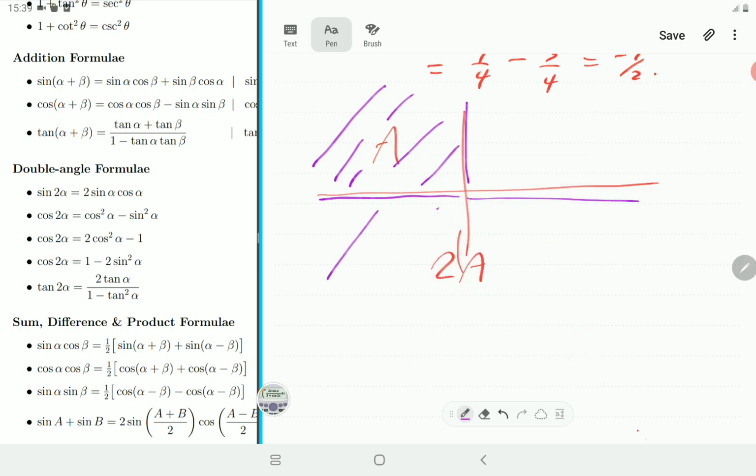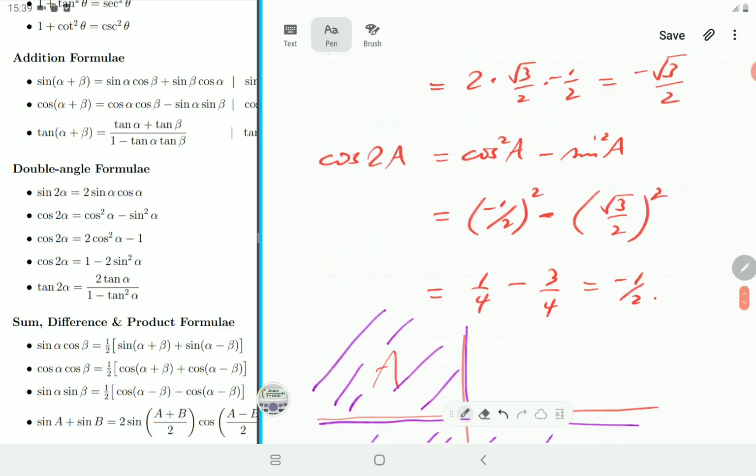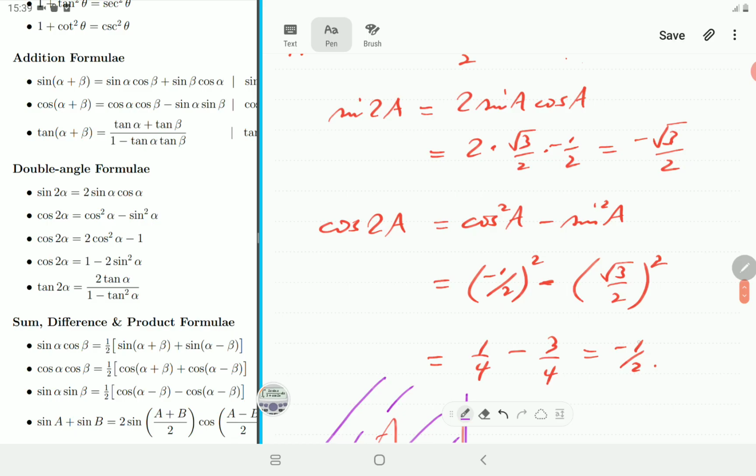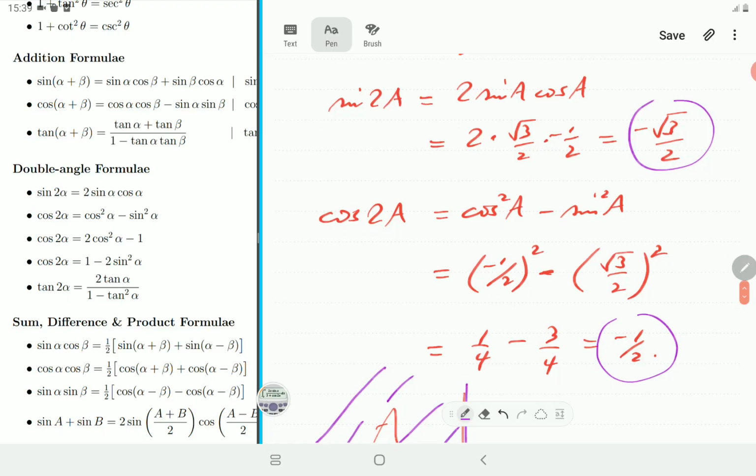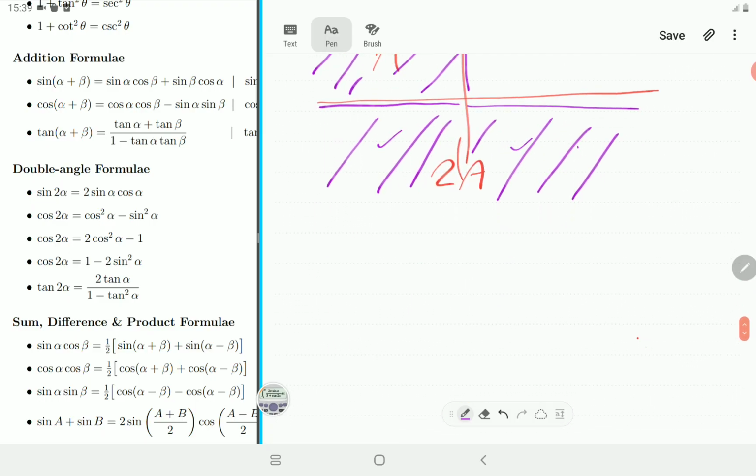So the thing that we want to determine is whether our particular angle is in the third quadrant or the fourth quadrant. Now, we see from our calculations that both cosine 2A and sine 2A are negative. So that can only happen in the third quadrant. So 2A is in quadrant number 3. Okay, I'm going to give you the next question to try.